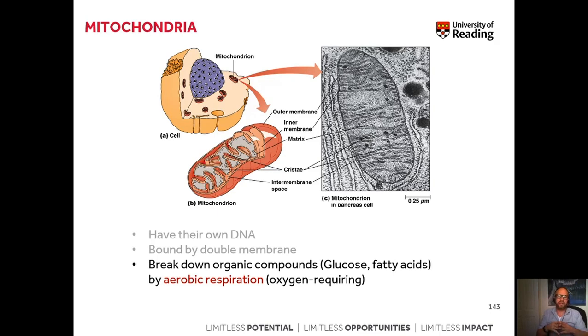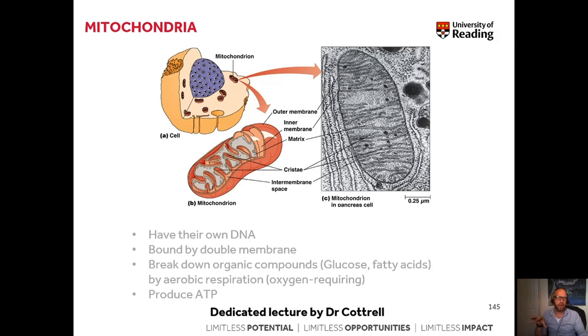Mitochondria break down organic compounds, including glucose, but also fatty acids, by aerobic respiration. So they do produce energy, and they do require oxygen. And the energy produced by mitochondria is mainly in the form of adenosine triphosphate, short ATP. And please do remember that ATP is one of the most important molecules in our body. It basically keeps us alive by providing energy. But you will also have a dedicated lecture by Dr. Chro focused on the role of mitochondria in metabolism.